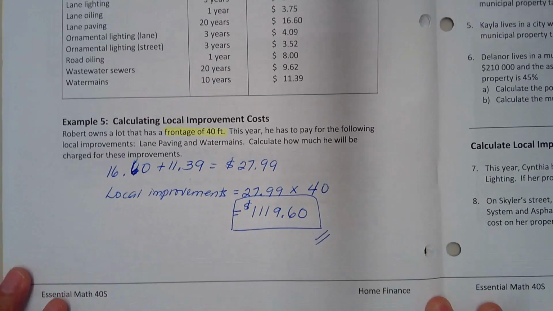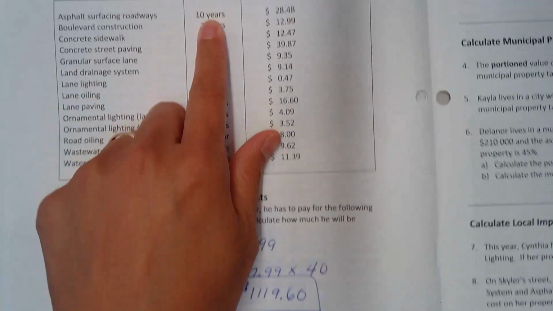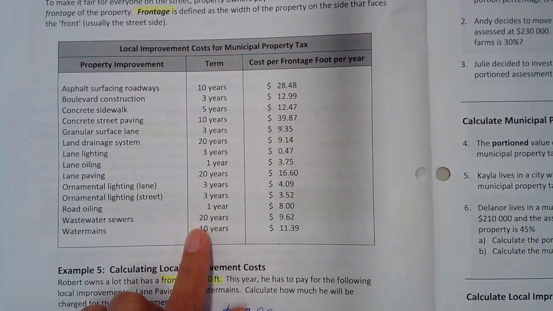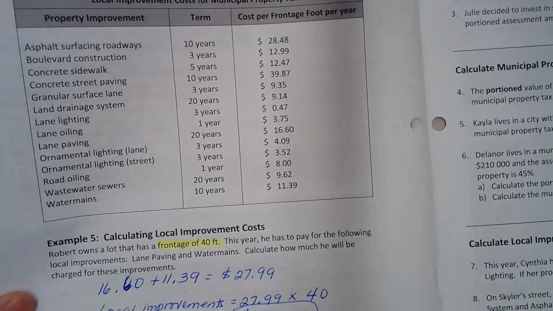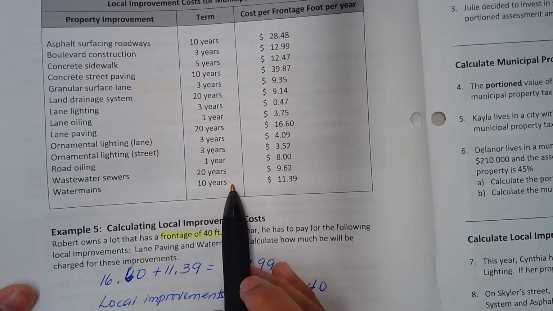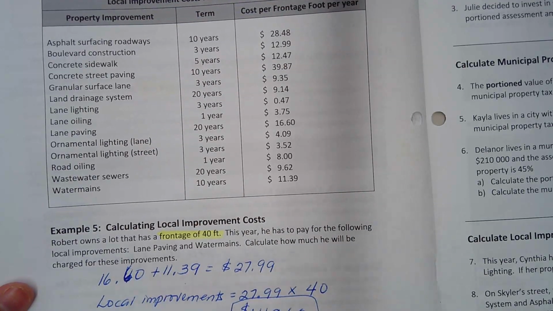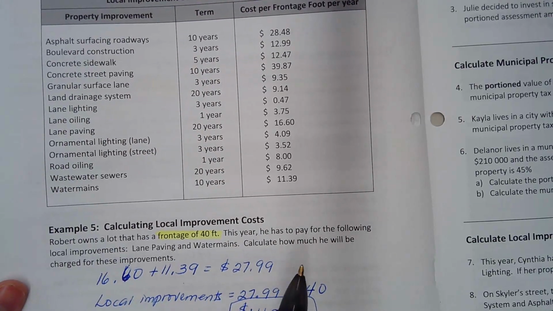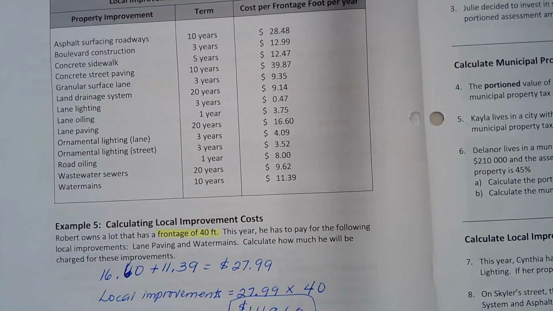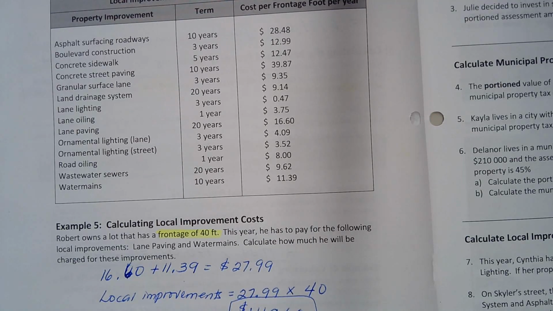This is how much you're going to pay, and the terms is how long you would have to pay for that. This one here, water mains, will take us 10 years, and the other one, lane paving, much longer, 20. Because it costs money, for the city to charge us the whole amount in 1 year would be way too much. So they stretch it out, and you have 10 years to pay for it. Good question.